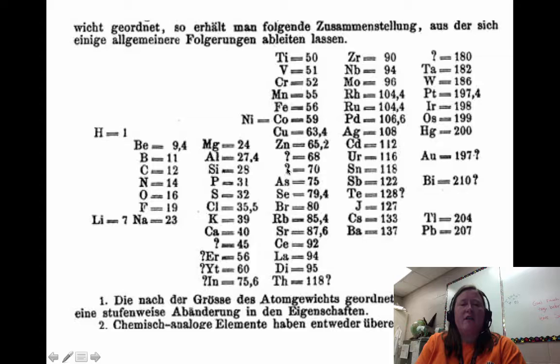So he went as far as to predict the properties of elements that hadn't been discovered yet, and he had full confidence that they would become discovered and they would have similar properties according to his predictions.